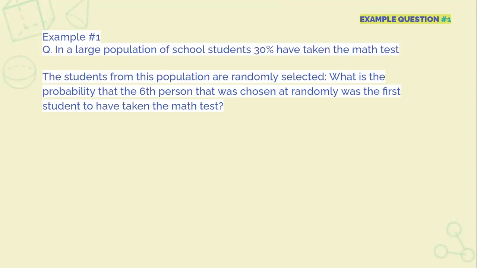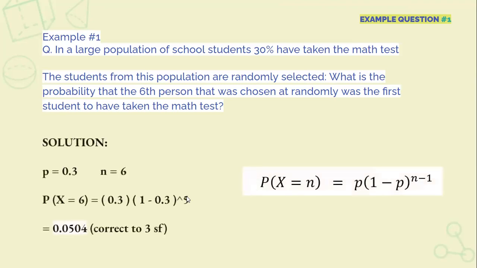Next, we will input our known data into the first formula that we learned in the previous slide. So, the probability X equals 6 is 0.3 times (1 minus 0.3) to the power of n minus 1, which is 6 minus 1, which is 5, and then we input that into our calculator and we'll get 0.0504. And don't forget to correct it to three significant figures.